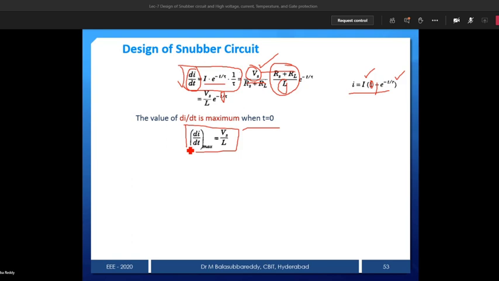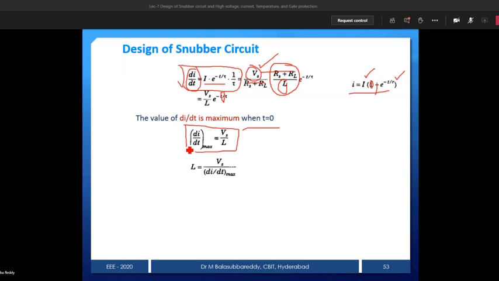From this, what is the L value? Why do we need to design L? To limit di by dt. If I place L in such a way that the current should not increase beyond the di by dt maximum, that is the reason we design the L value. From this, L is equal to Vs by di by dt max. The Vs supply is known, and di by dt maximum they will give in the nameplate details. To limit di by dt maximum means it should not increase beyond the specified value when it is operated. For that reason I designed the L value.